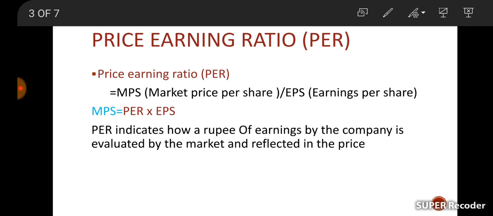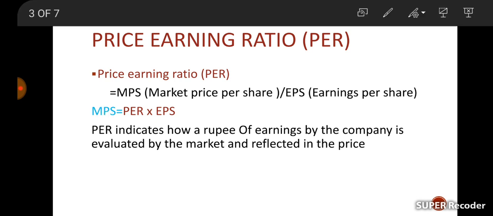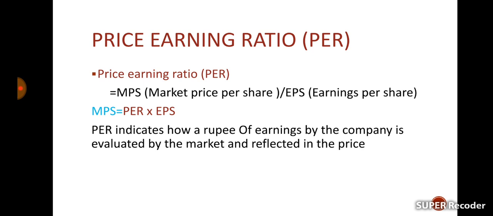From this relationship, if we are given PER and EPS, we can easily calculate market price per share, that is the intrinsic value of the share. As per the multiplier approach, market price per share is equal to PER into EPS, price to earnings ratio into earnings per share. Here we get the intrinsic value by multiplying earnings per share with price to earnings ratio. That's why we call price to earnings ratio the multiplier.